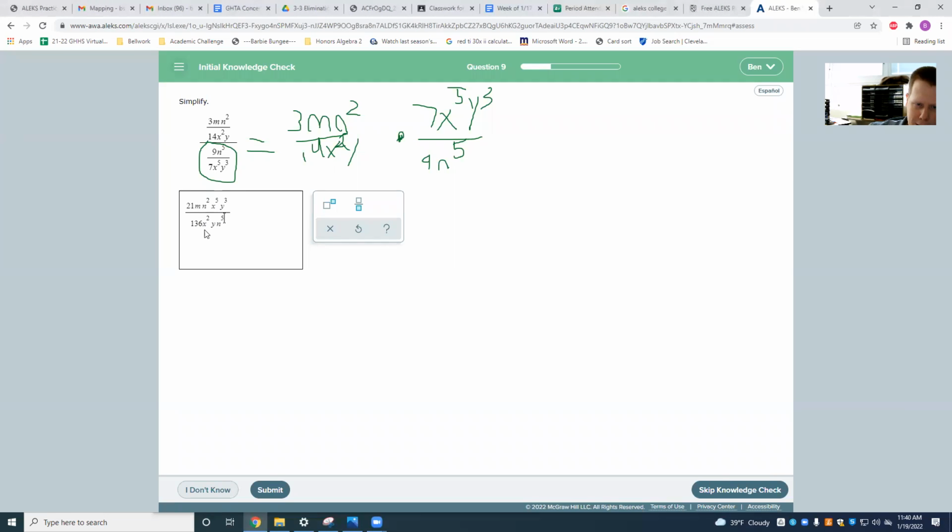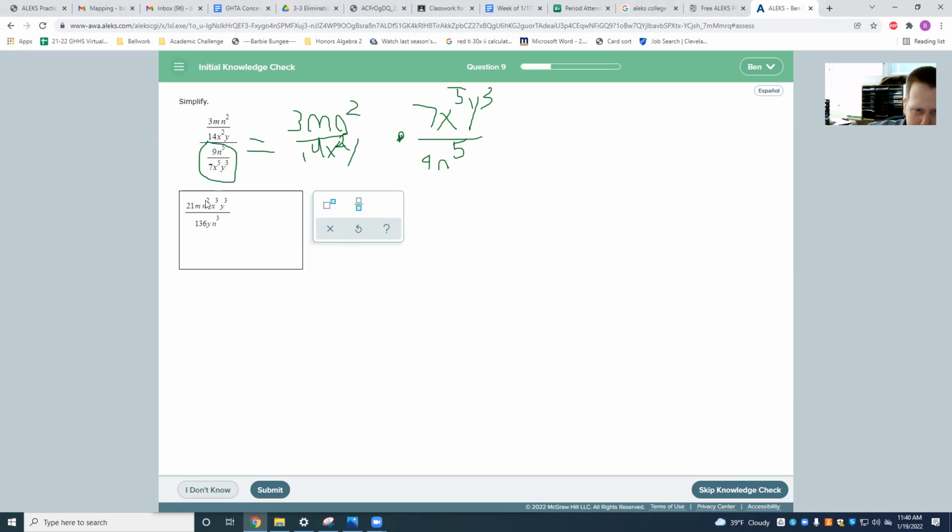Then we want to simplify these. So I'll do one variable at a time. For the x's, for example, I could subtract. I would take away 2 x's from the top here, so now there'd only be 3. For the n's, since I actually have more on the bottom, if I subtract these, I'd have negative 3n. So that would actually flip to the bottom. I'd have 3 n's on the bottom.